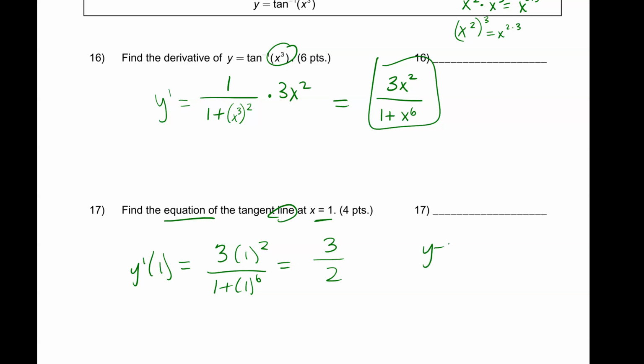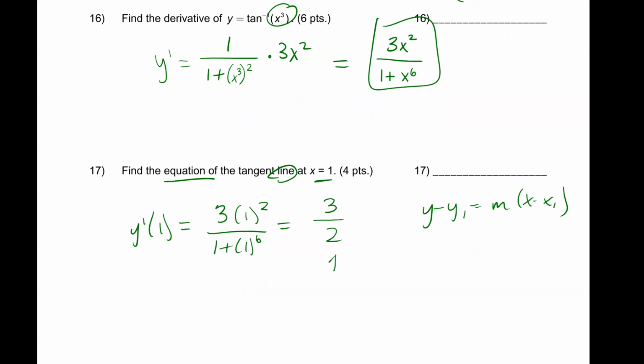But you know y minus y1 equals m times x minus x1. Point slope form. That's all we really need. We have our slope. We know x is 1. The only issue is I don't know what y1 is to plug in, so I must find it. So if I want to know the value at 1, tan inverse of 1 cubed is just tan inverse of 1.